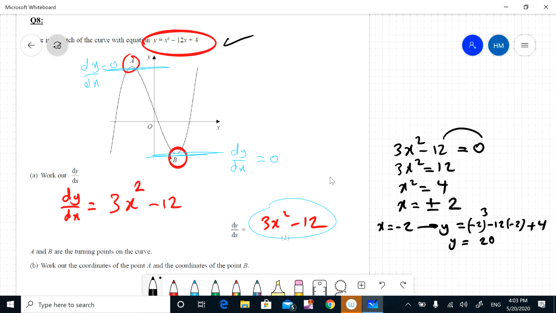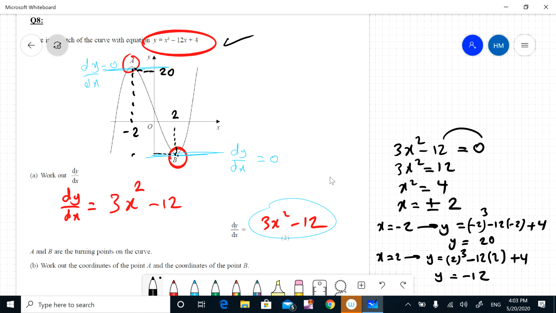Now we have another value for x. When x is 2, substitute in the same equation y as 2 cubed minus 12 times 2 plus 4. Y is negative 12. Now, where is A, where is B? If you look at A, the x coordinate of A should be negative, so it is negative 2, and the y coordinate is positive, it's 20. If you look at B, the x coordinate is positive, it is 2, and the y coordinate is negative, which is negative 12.